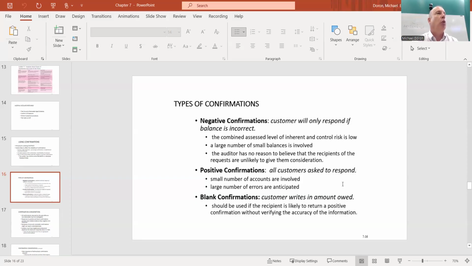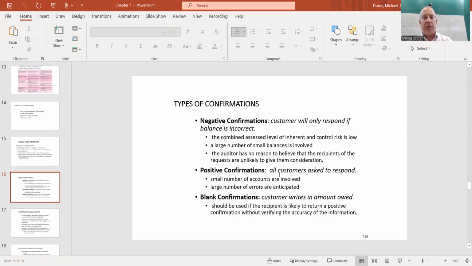Now, again, that's more work for the customer. It's less likely they're going to go to that trouble for you since none of this matters to them. But if you can get them to do it, that's the best quality evidence. You do that when controls are poor, detection risk is low, and you need to get good evidence on accounts receivable.